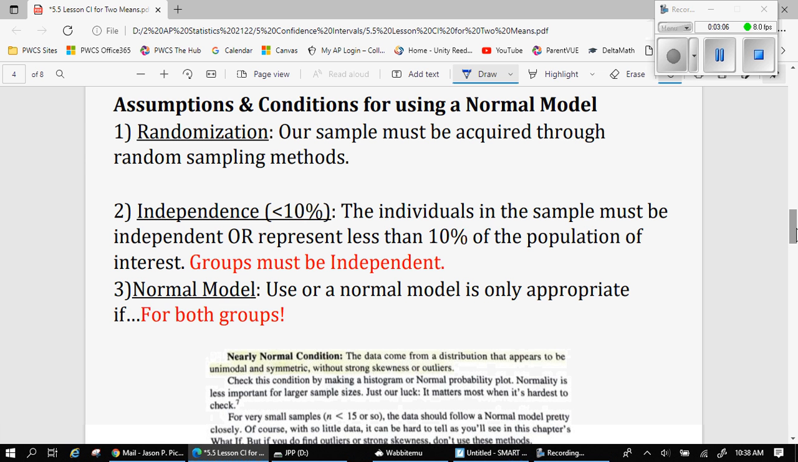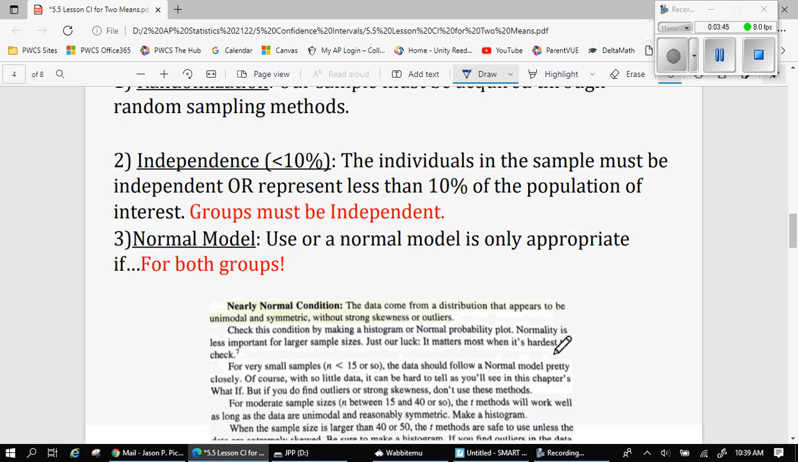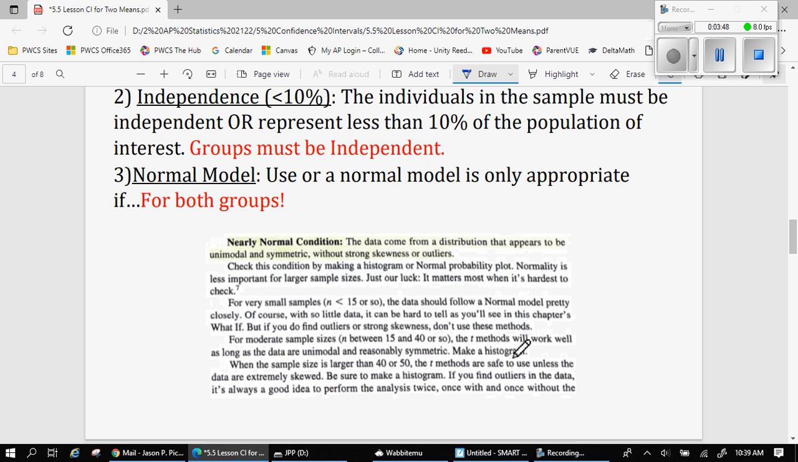So assumptions and conditions will look the same as last time, except now we have to do it for two different groups. Always need randomization. We always need independence. Each group needs to be independent, and then the groups need to be independent of each other. And then we need to check that our data is approximately symmetric for both groups if we don't have a sample size of about 30 or more. We're looking for 30 or more. If it's less than 30, then we need to look at the distribution of the samples to see that they are approximately symmetric. The smaller the sample, the more symmetric you want it to be. So same as one mean.